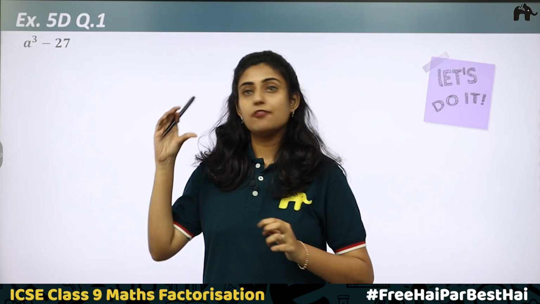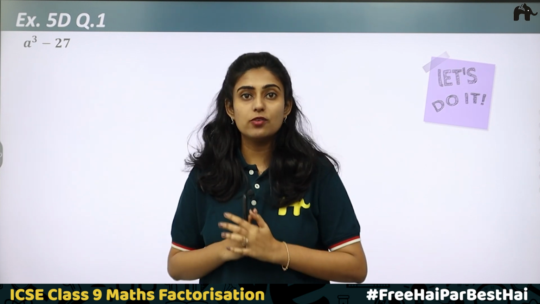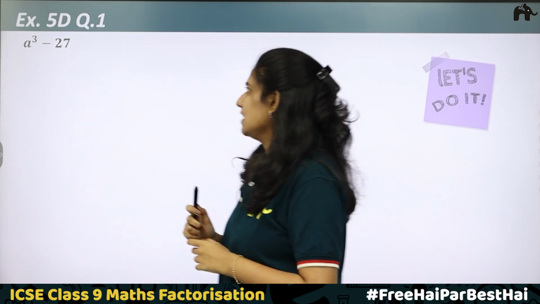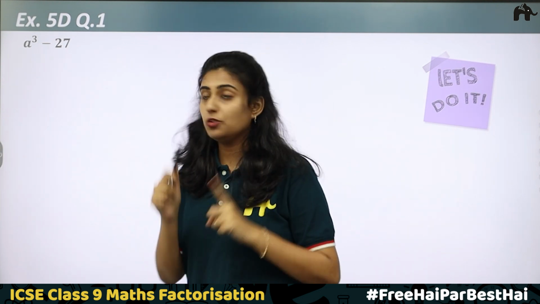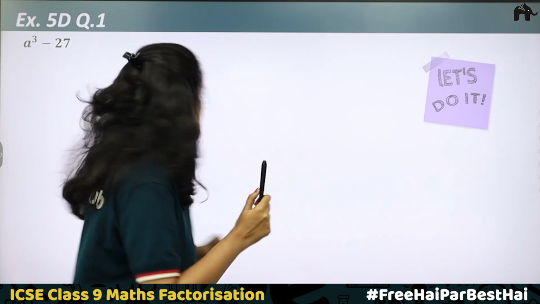Now let us solve some problems from exercise 5D. Few problems we'll be solving in this class, and the remaining problems you can solve on your own. Also, you have the DPPs which will be available on the website where you can get more questions and practice more. So, first question, question 1 of exercise 5D, a cube minus 27. We are going to factorize a cube minus 27.